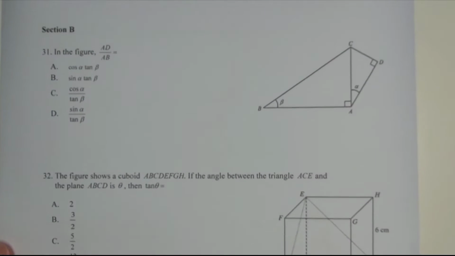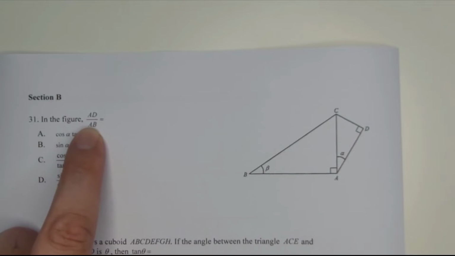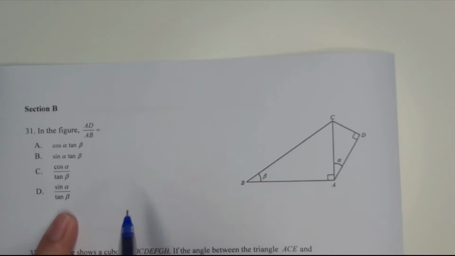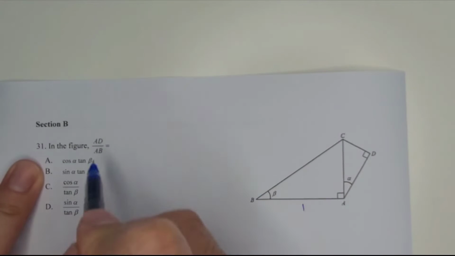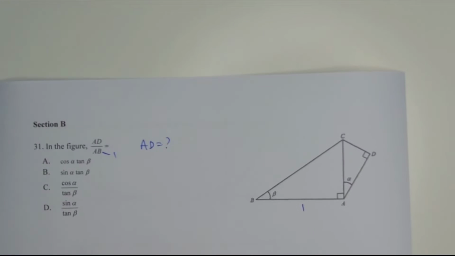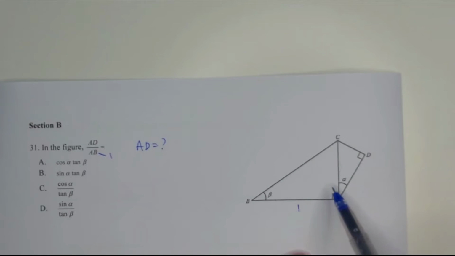And for question number 31, you need to find the ratio of AD over AB. So let's see what we can do. In this one, you may assume AB is 1. This is an MC question, so the question becomes, if AB equals 1, then what is AD? We can find CA. Why? Because CA is the common side of these two triangles. That's a very important method to find the angles or lengths in trigonometry: find the common angle or common side.